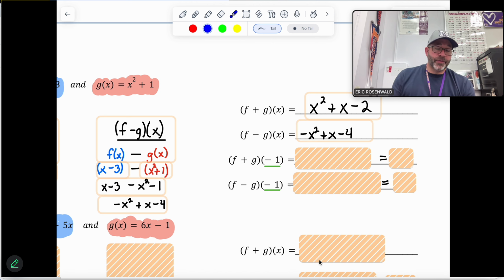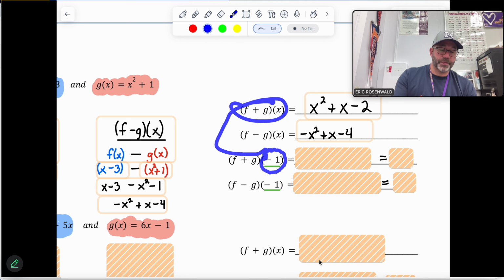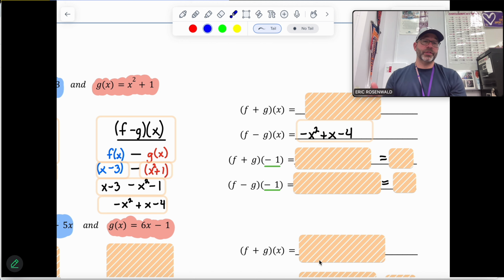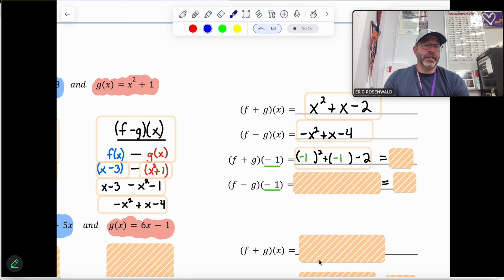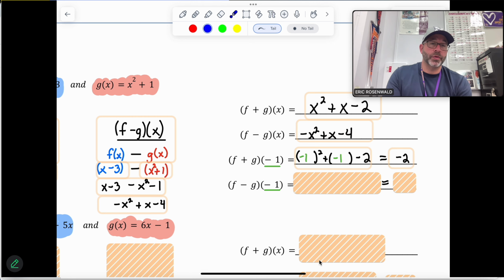And then again, for this, we're going to take the negative 1 and we're going to substitute it in for x in the first equation here. It's going to go in this one. And so we'll replace this x and we'll replace this x with the negative 1. And again, anytime we do substitution, we should use parentheses with it. So that's negative 1 squared, and make sure the square goes outside, but it's going to be negative 1 squared plus negative 1 minus 2, which equates to a negative 2.